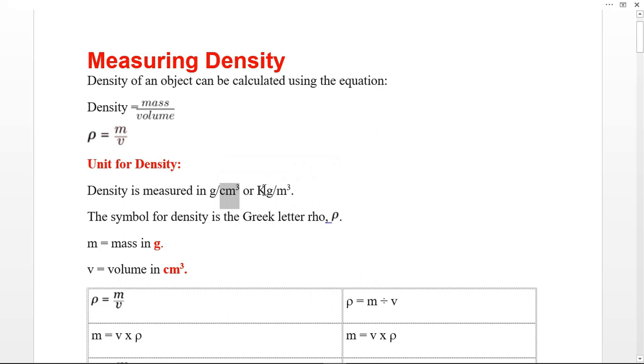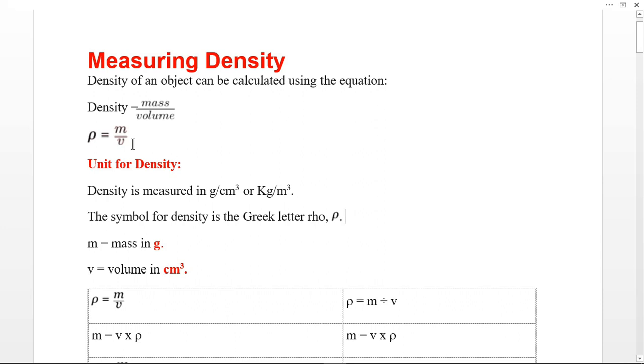If the mass is given in kilograms and the volume is given in cubic meter, the unit will be kilogram per cubic meter. The letter which is used to represent density is rho. It is a Greek letter and it is used as a symbol for density, but sometimes in books you'll find this letter instead of rho. For example, here I will write D for density. Sometimes you will find the Greek letter rho for density. So it's the same thing.